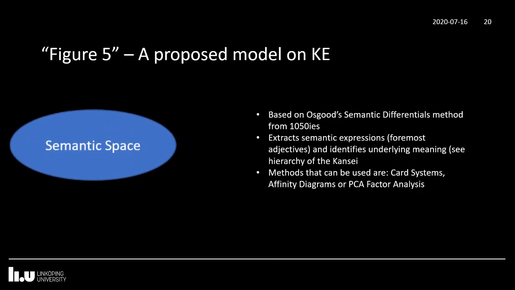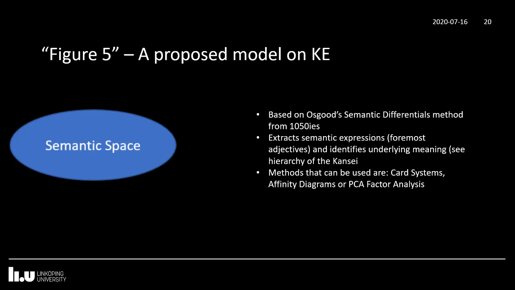So going on with the semantic space, that is, as I told you, more or less the same thing as we did in the second chapter, when we were looking at the Kansei. It is based on Osgood's semantic differential methods, way back from the 1950s. The purpose here was to identify how a semantic description links to physical properties.